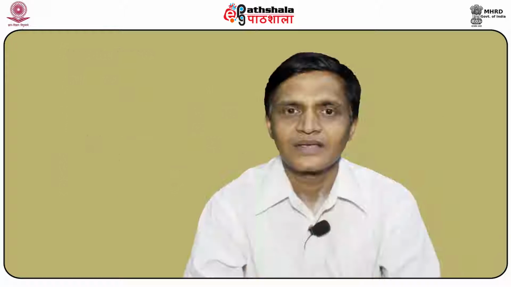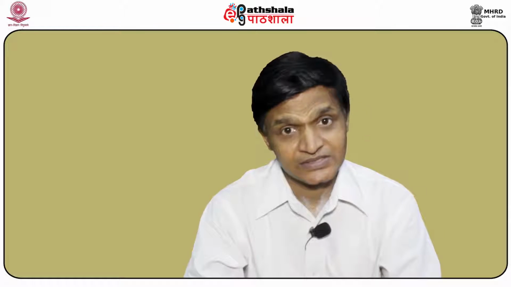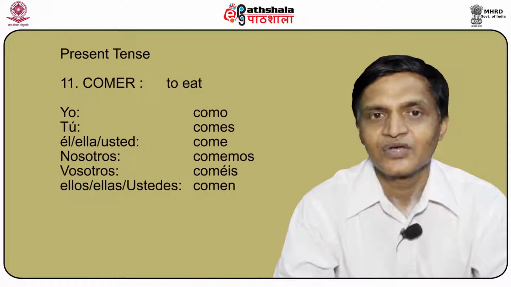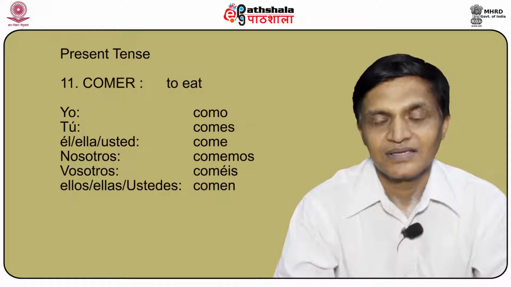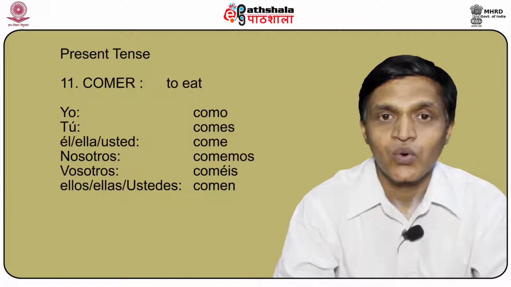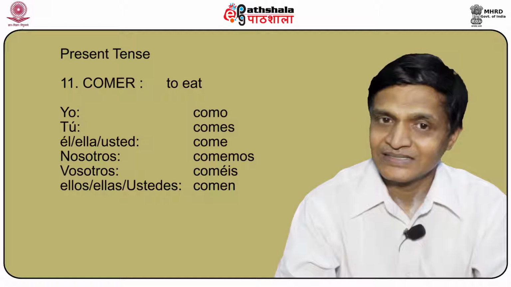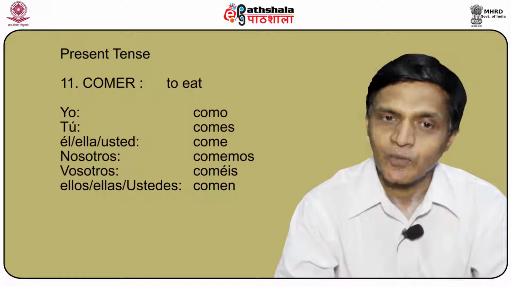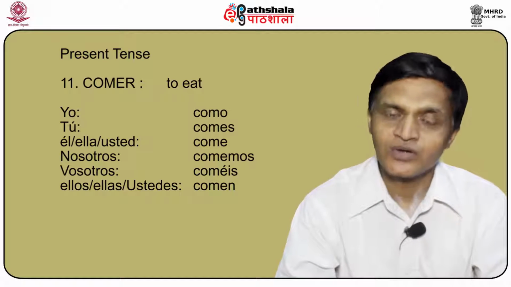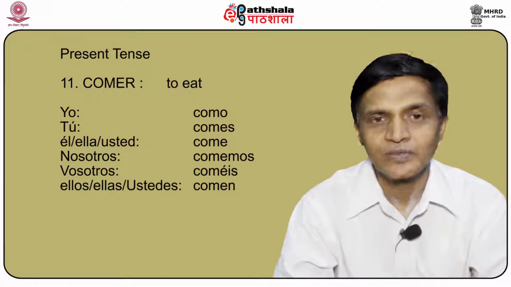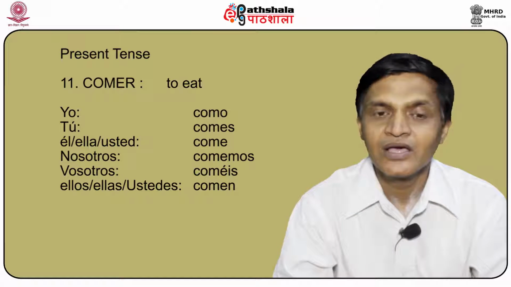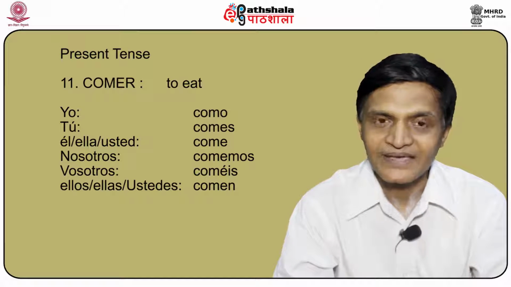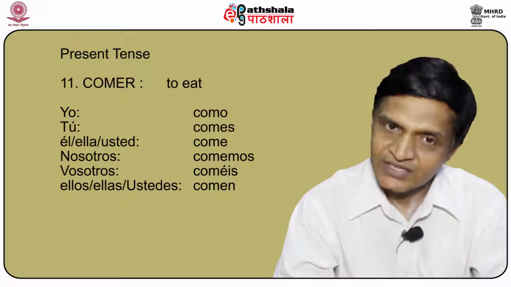Another verb that we're going to be talking about, which is also important, is comer, which is an ER ending verb. Comer, to eat. ER ending verb. Again, o, es, e, emos, éis, and en. So, como, comes, come, comemos, coméis, and comen. Or if you want, then it is yo como, tú comes, él, ella, usted come, nosotros comemos, vosotros, vosotras coméis, and ellos, ellas, ustedes comen.